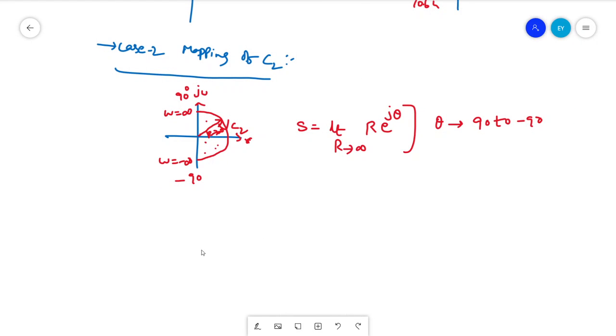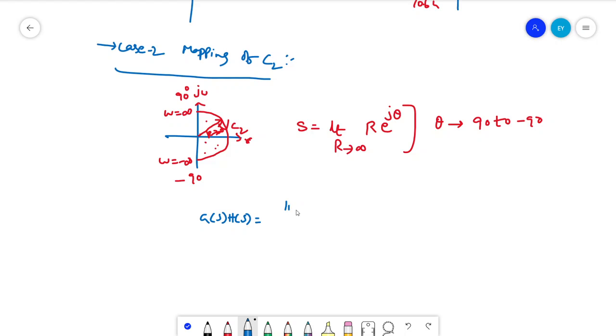Now, in the given G of s, H of s, equation 1, G of s H of s is equal to 4s divided by s square into 1 plus s into 1 plus 2s. And one more point I want to tell you here is, as R tends to infinity, s gives the function of R into e power j theta.